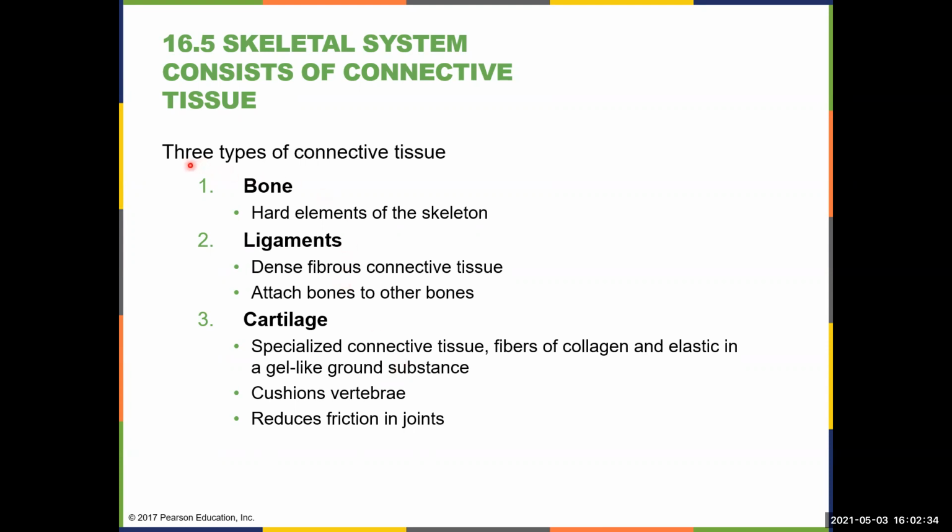And I said that there are three types of connective tissue in the body, so I misspoke here. I should say that the three types we're going to focus on are these three types. Blood is also a specialized type of connective tissue, for example, and I just want to make sure there's no confusion there. So these are the three types of connective tissue we're going to talk about with the skeletal system.